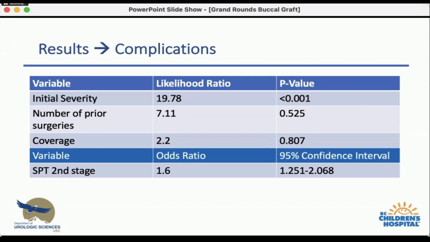Now, does having a urinary diversion for the second stage prevent complications? We have an odds ratio of 1.6, with a confidence interval of 1.2 to 2.068. We cannot really determine the significance of having a suprapubic tube, but we can observe that in all our patients, those who had the suprapubic tube had fewer complications. Those who didn't, they all failed, or they all had a complication.